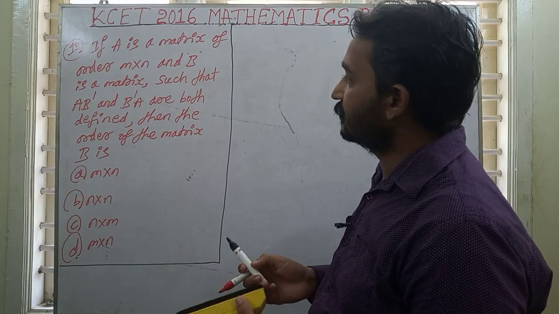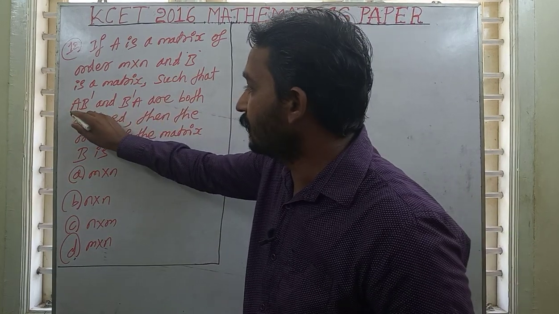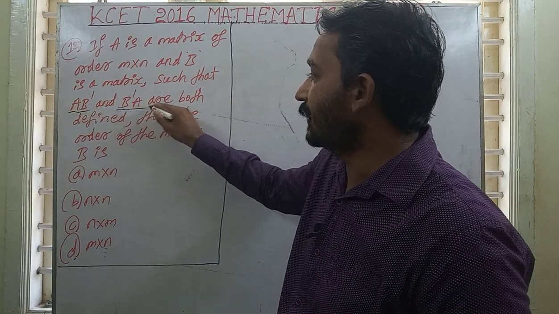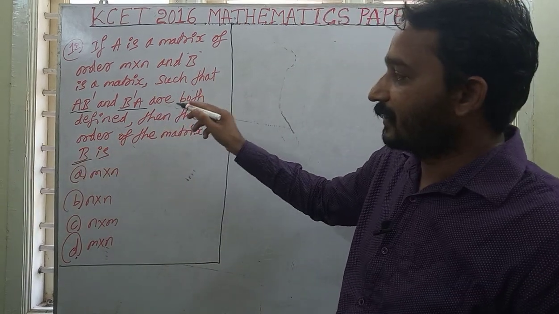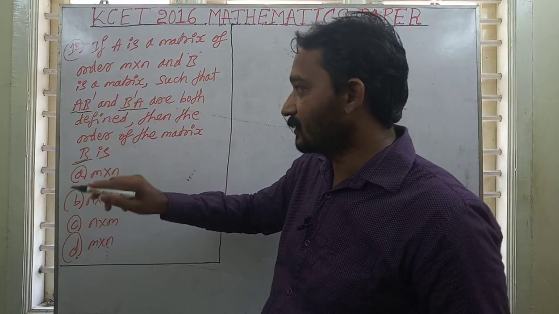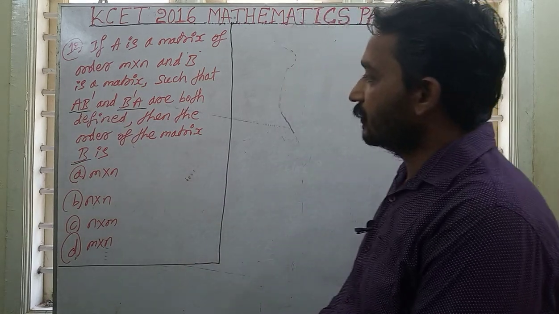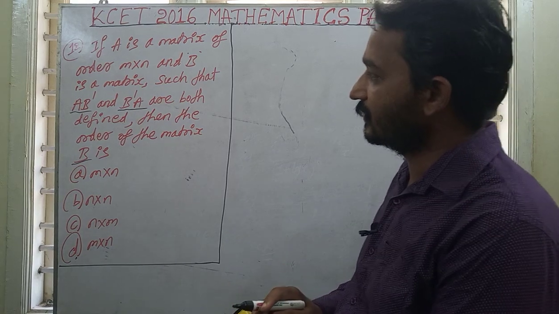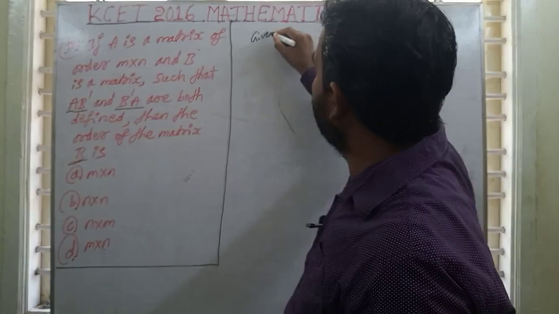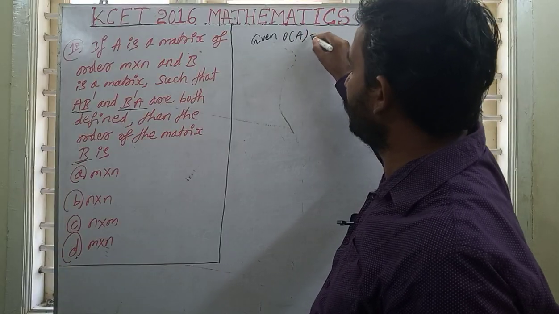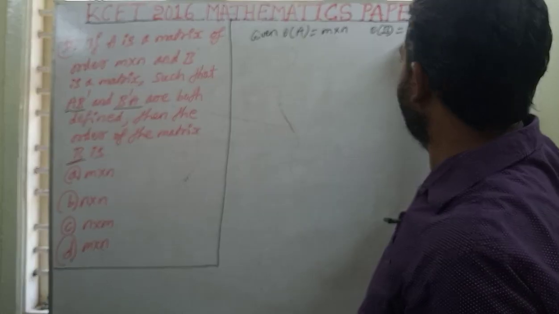If A is a matrix of order m cross n and B is a matrix such that A into B dash and B into A dash are both defined, then find the order of matrix B. Okay, first we get the order of B dash, nothing but B transpose, and then find out B. Now let us see the given data in this case. What is the given data? Order of A is m cross n. We have to find out the order of B. This is the question mark.